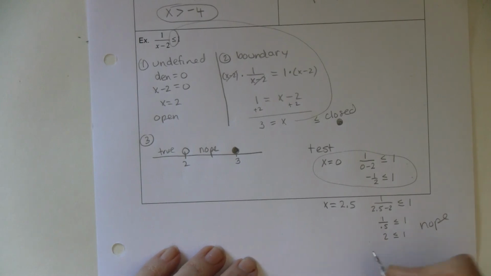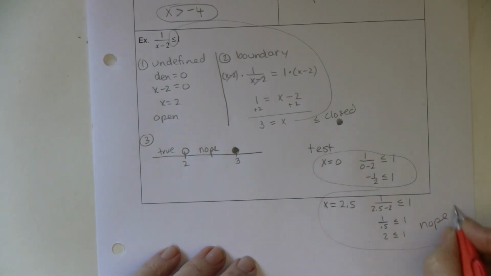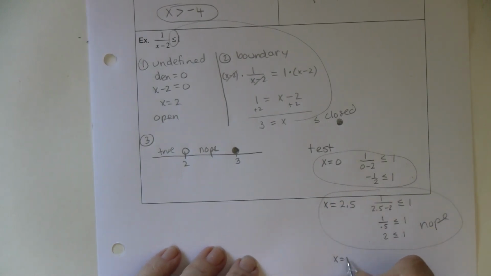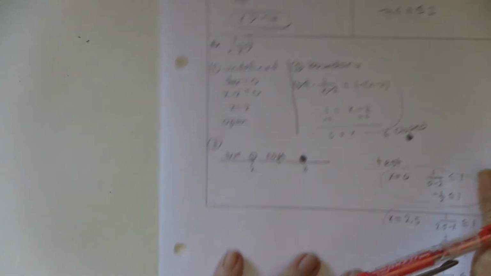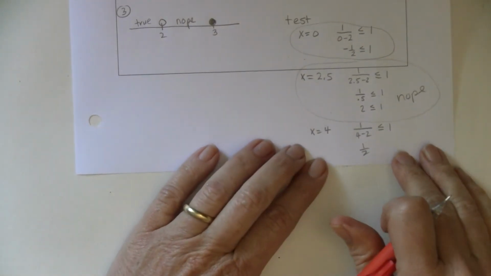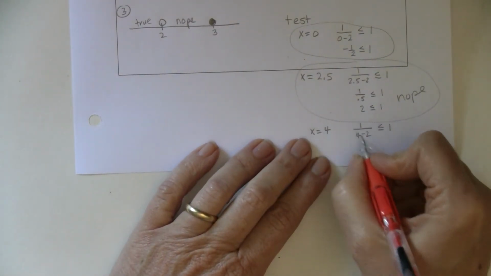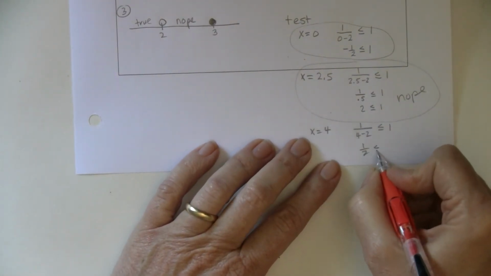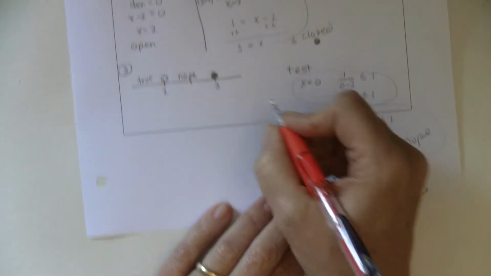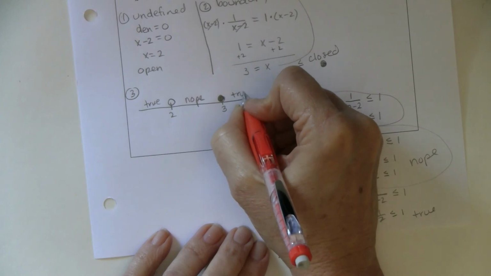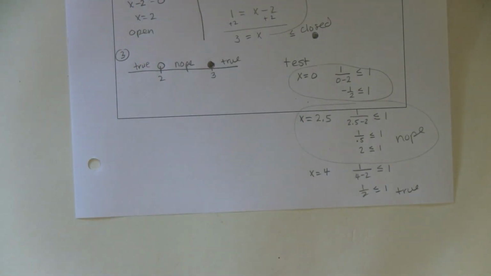And then I'm going to try something after 3. Perhaps I'll try 4. So this is going to be 1 over 4 minus 2 is less than or equal to 1. And so that's 1 over 2, right? When I put in 4, 1/2 is less than or equal to 1. And that's true. Half is smaller than 1.